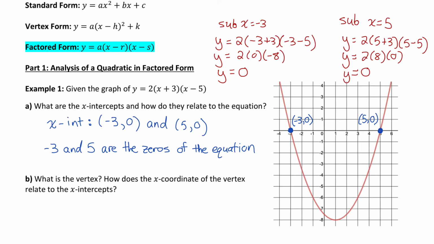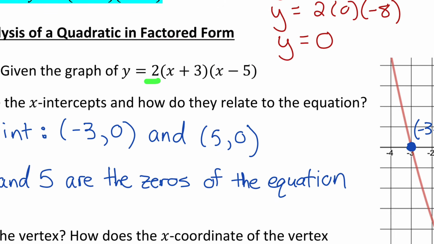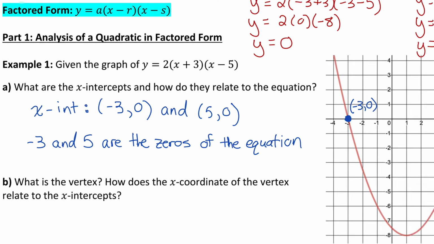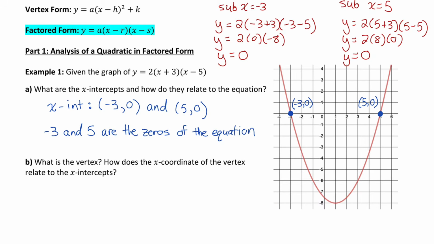So what you should have figured out in part A is that if there is a value of x that makes any of the factors of the factored form equation be 0, that value of x would be an x-intercept on the graph. Right? x plus 3 would be 0 if x was negative 3, and x minus 5 would be 0 if x was 5. So if x was either of those values, it would make the whole product be 0, which means it makes the y value be 0, which means it is an x-intercept on the graph.